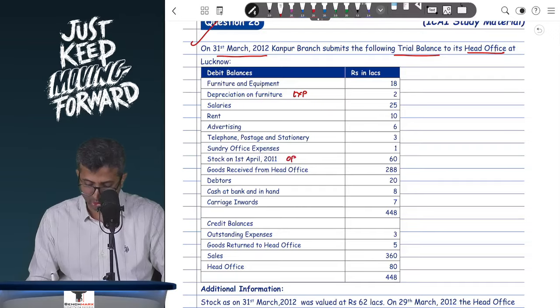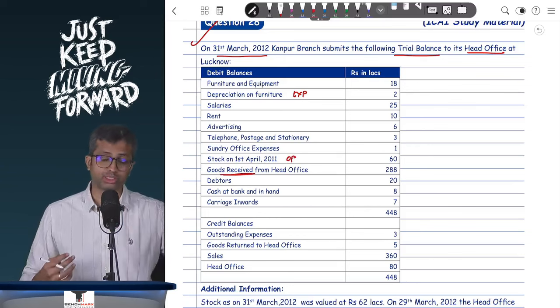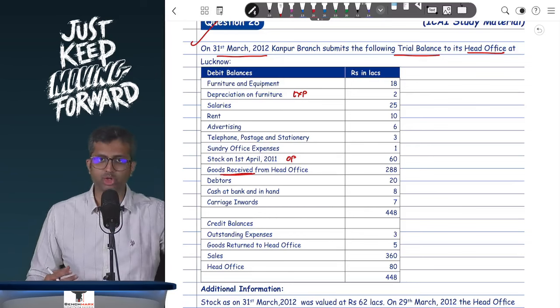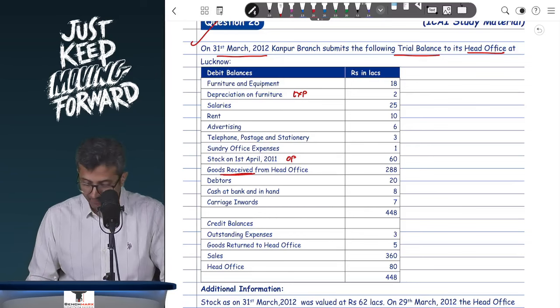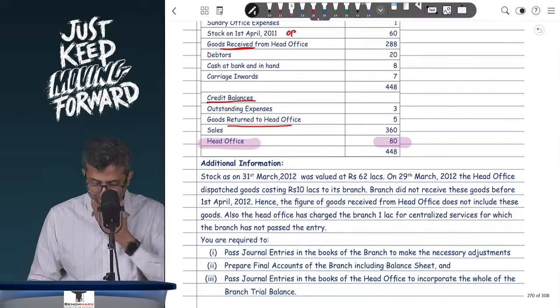This is your opening stock. Goods received from the head office. So as a branch, I'll record the goods which are received. So if there are certain goods which are sent but not yet received, that will still be in transit. Debtors, cash at bank, carriage inwards. Credit balances has outstanding expenses. Goods returned to the head office. Sales and head office account. So there is a separate head office account in the books of the branch.